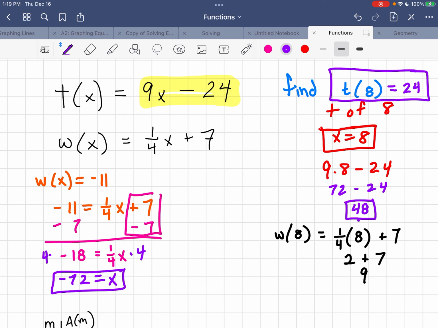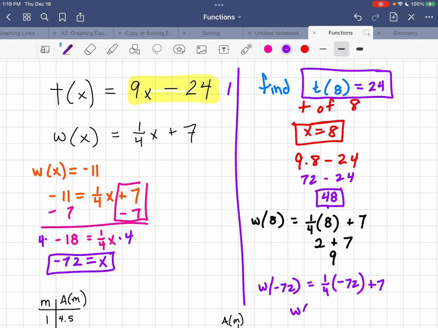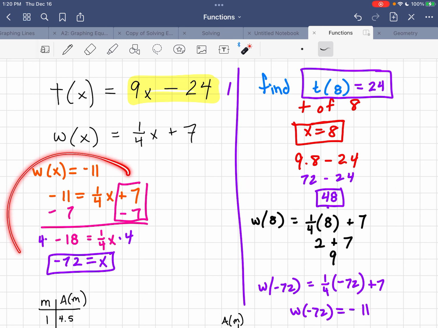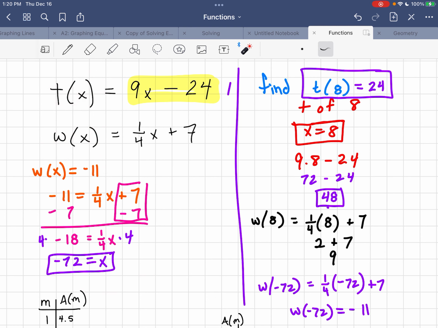So if I were to give you w of negative 72, like we had done over here, the result is negative 11. So in one side here, these values, you are plugging in an x value. In this type of problem, you're plugging in this whole side, this whole part of the function.